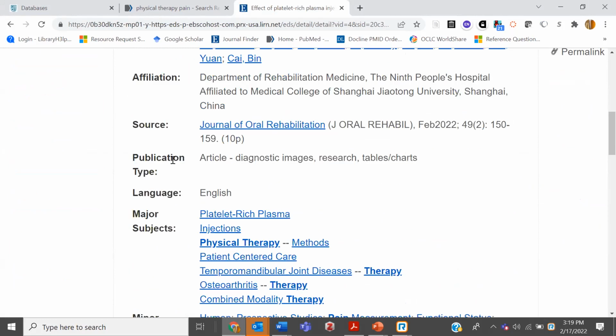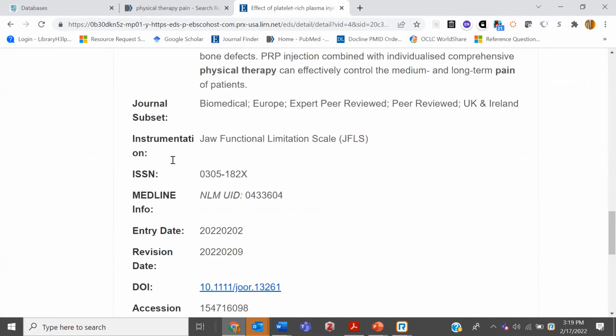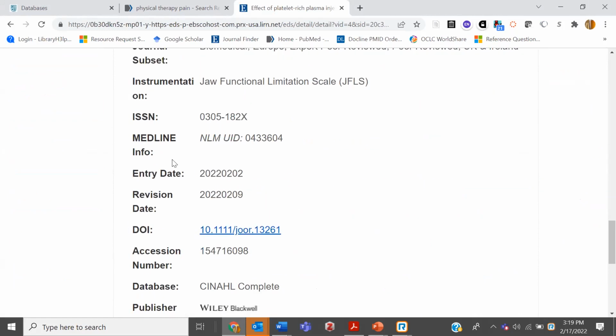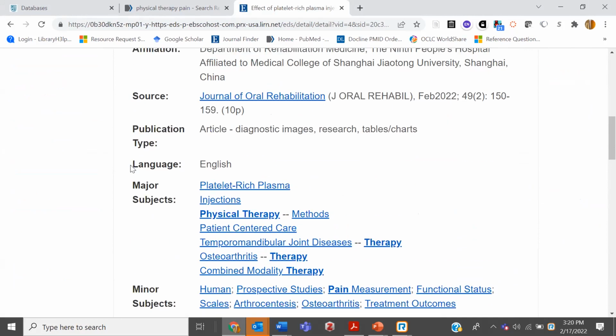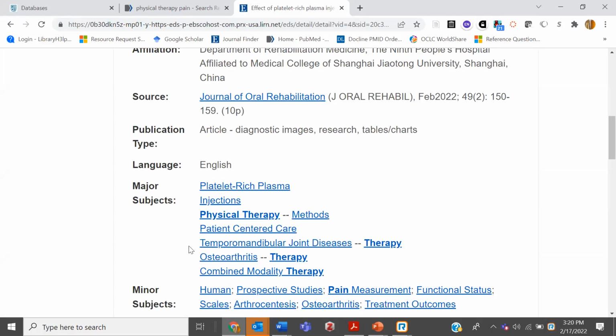So this happens to be, where did it go? Sorry, we're looking at a CINAHL record here. So the subject headings are specific to the CINAHL database. But these can be very useful because we might want to distinguish between vague uses of a word.